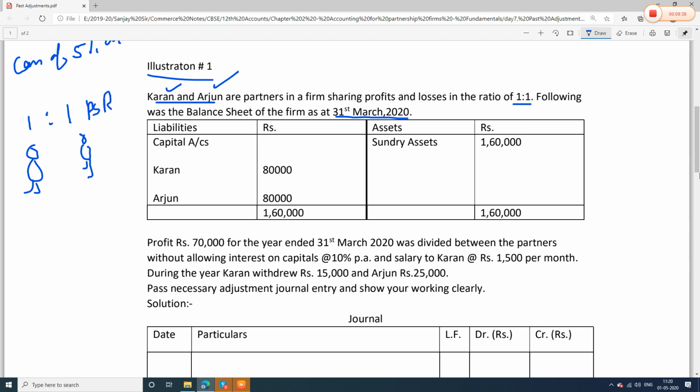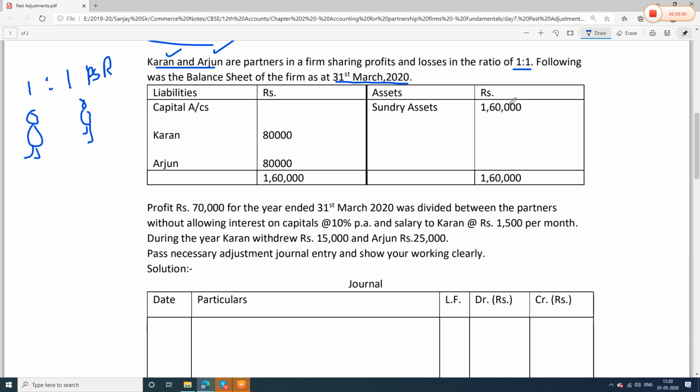After that, what happened, they have given us the balance sheet. Of which date is the balance sheet? You have to make a note of it, of 31st March 2020 balance sheet. Karan's capital 80,000, Arjun's capital 80,000, and total sundry assets are 1,60,000.